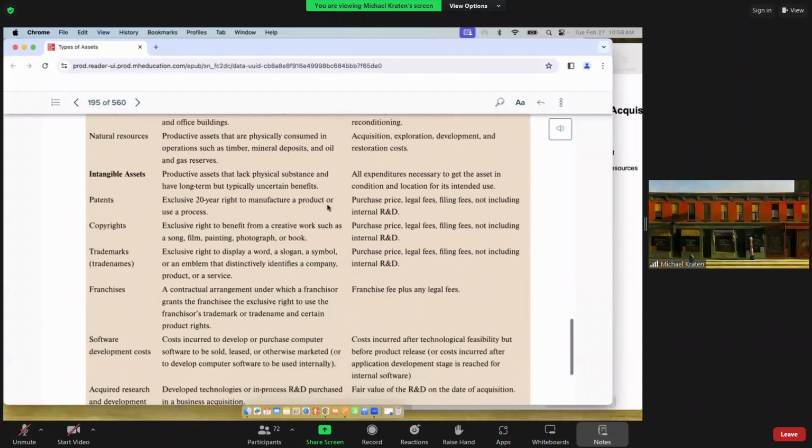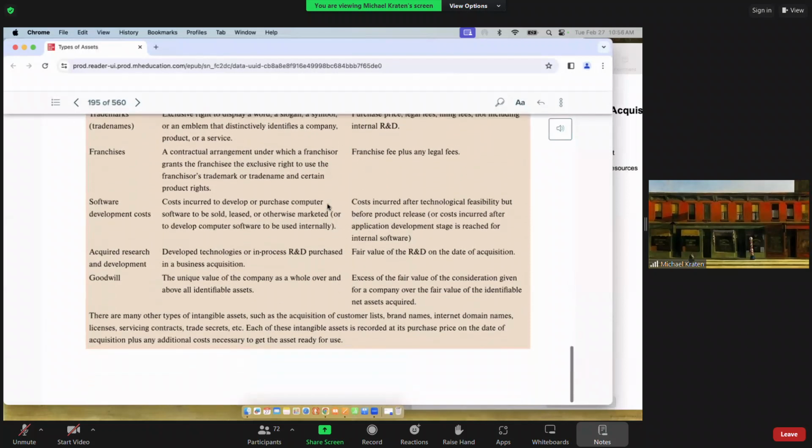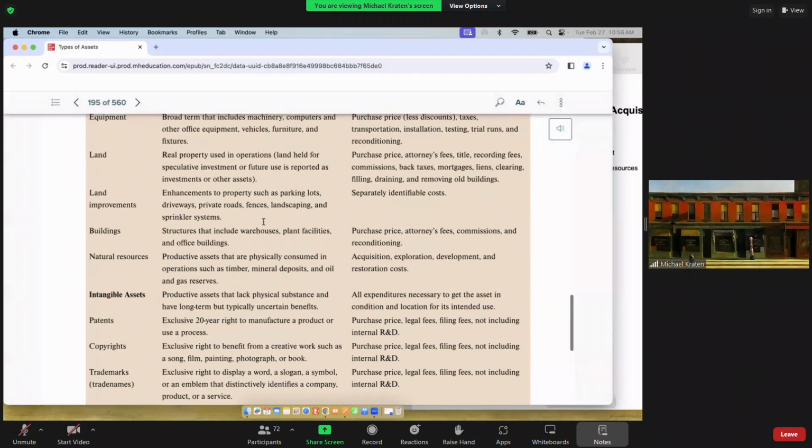Now, at the end of this illustration, they just list a whole bunch of miscellaneous other types of intangible assets. And the author correctly notes, for anything else, well, actually, all he does is just repeat that same definition over and over again.